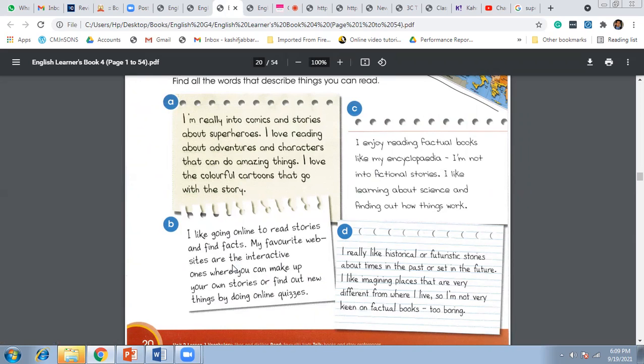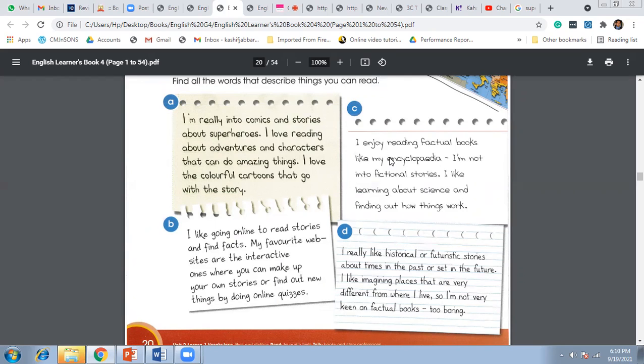My favorite websites are the interactive websites. Interactive websites are those websites where you can take part, you can make your own stories, right? And here see where you can make up your own stories and find out new things by doing online quizzes. Online quizzes like you guys are doing on Kahoot. So Kahoot is also an interactive website where you are taking part to complete the quizzes, right? So there are many interactive websites where you can make your own stories like this boy likes to do, right?